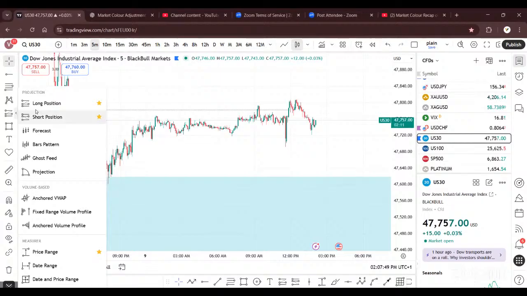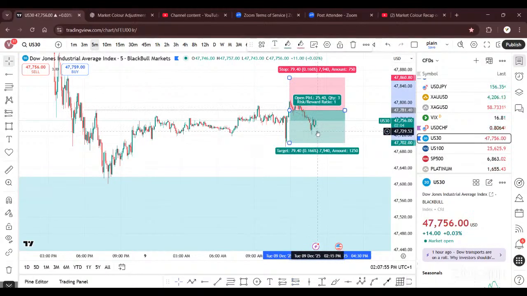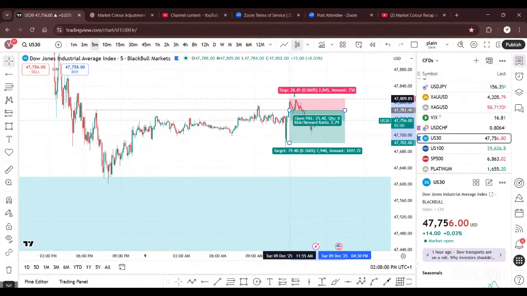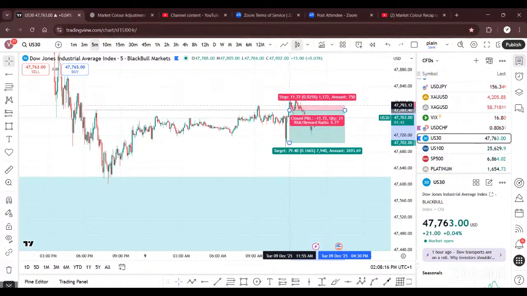I'm watching the market. I entered quite early. I'm not early, late. 47781, 479, 47. Let me check the setup correctly. 47794.